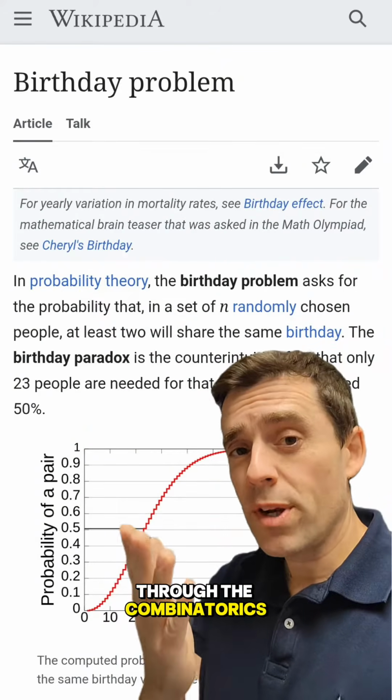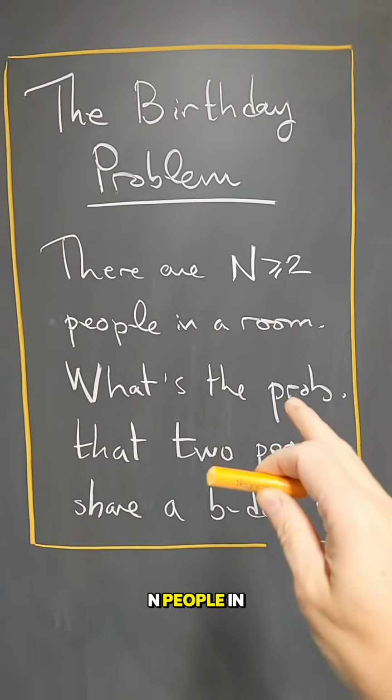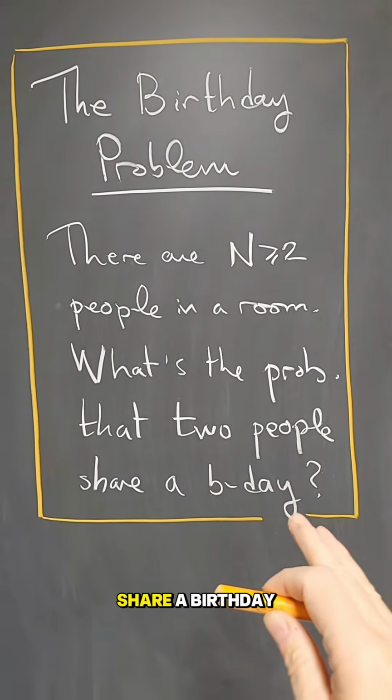Sure, let's go through the combinatorics of the birthday problem. Here's a birthday problem. Suppose there are n people in a room. What's the probability that two people share a birthday?